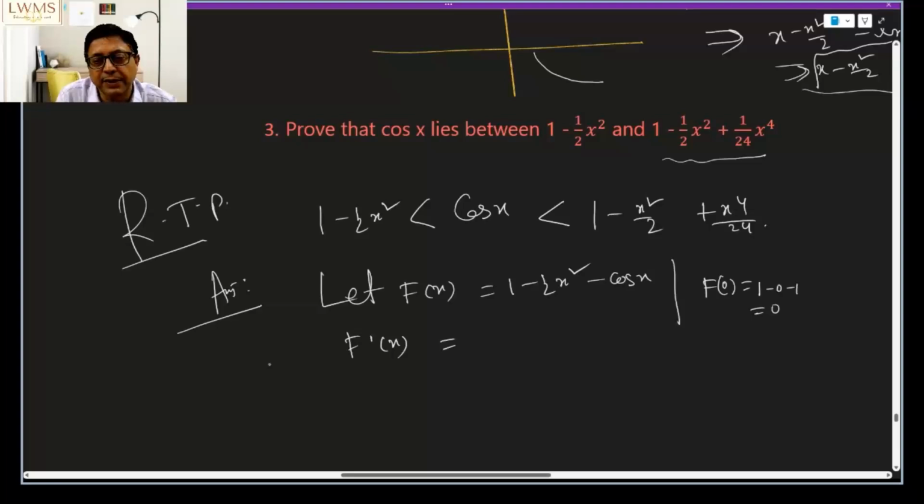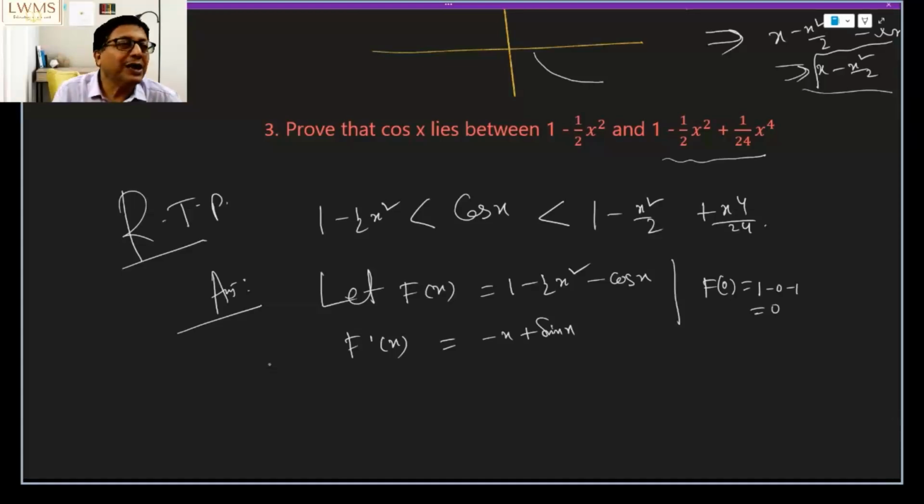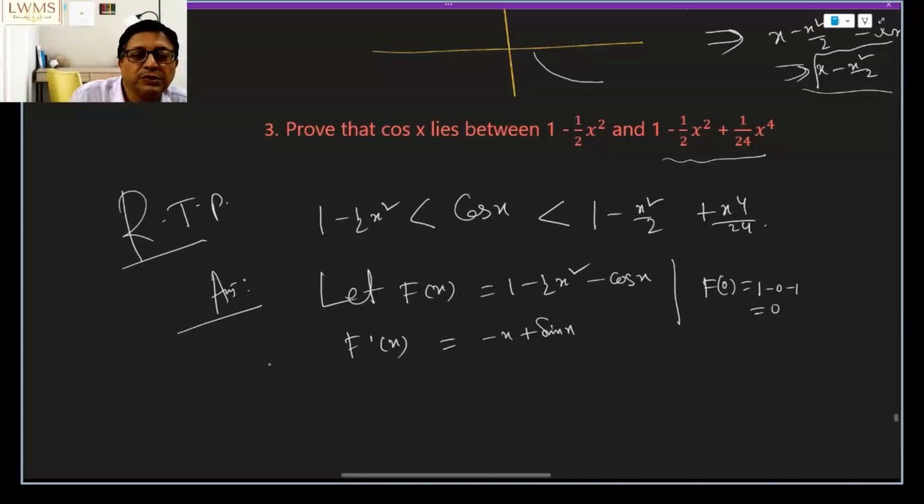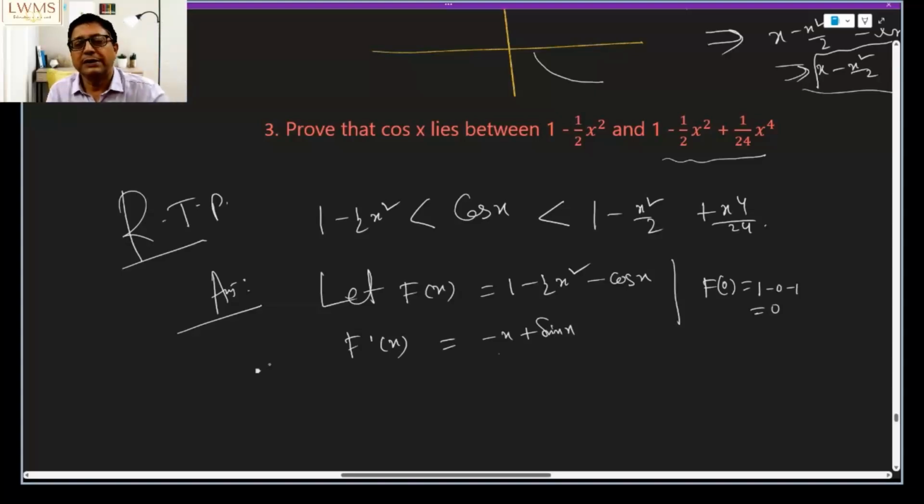F dash x is coming what? Minus x plus sin x. Suppose we forgot everything, x greater than sin x, all this concept we don't remember, or there is a very big sum. At this step you are unable to decide whether this expression is positive or not. Then you go for taking this one as gx, another function.